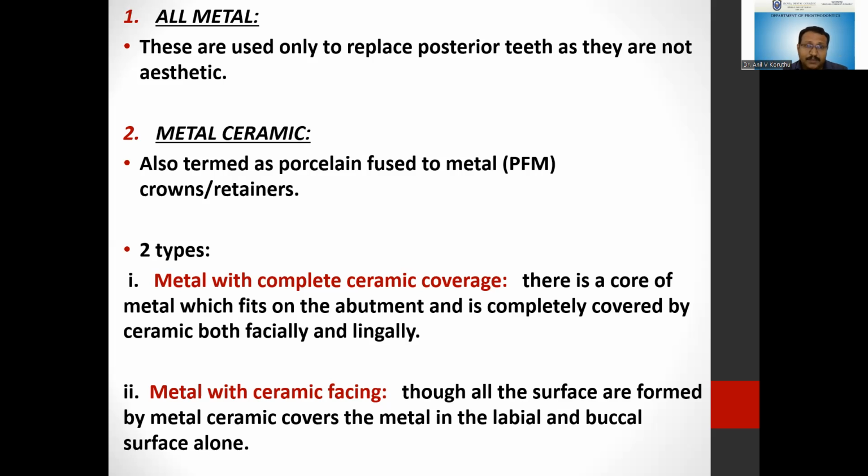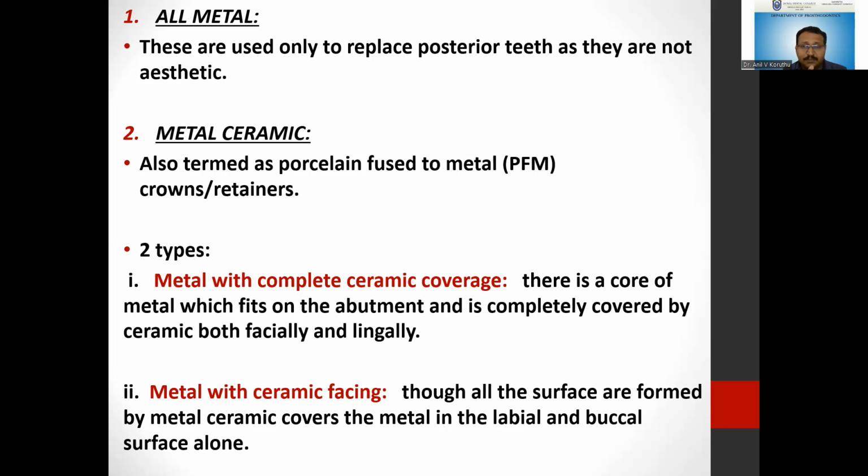Then coming to metal ceramic. So this is most commonly used. You call it PFM, or porcelain fused to metal. Here, the metal and the porcelain get fused together, and the top portion of the occlusal surface, or else the entire surface of the metal coping, is covered with the ceramic.